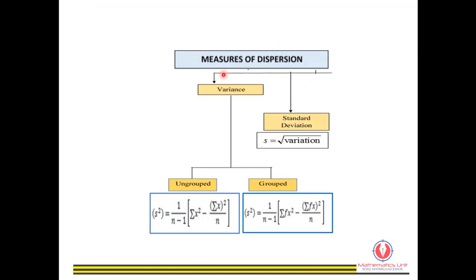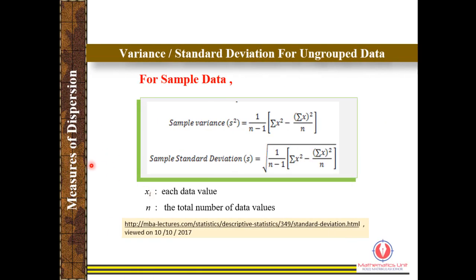So, measures of dispersion we can determine using variance and standard deviation. But now, I will discuss ungrouped data. So, this is the formula to calculate variance and standard deviation for ungrouped data. For example, this is sample variance: 1 over n minus 1, times the sum of x squared minus the square of the sum of x over n. So, how to find standard deviation? You just take the square root of variance.